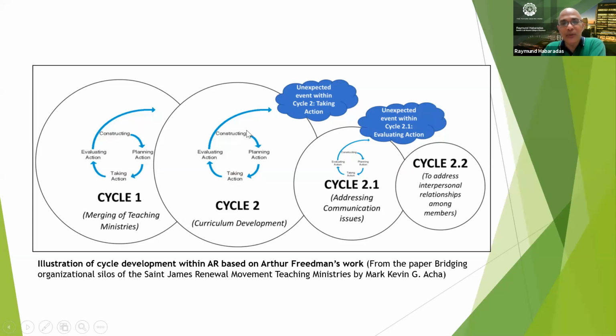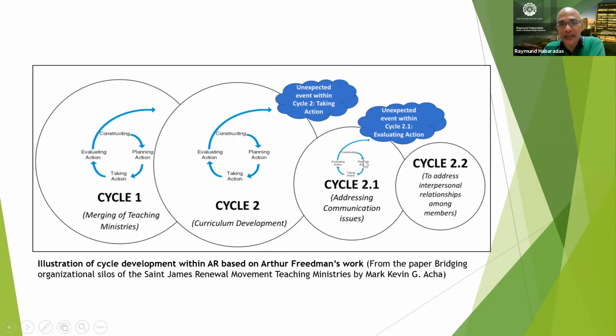So what happened here is that while trying to do cycle 2, and while he was taking action, something unexpected happened. There was some miscommunication among the older people and the younger people in their group. So before he can move along to evaluating action of the curriculum development, they had to address the communication issues taking place between the older people and the younger people in the organization. So this became a cycle within a cycle. Addressing communication issues. The curriculum development issue is still there, but they could not move forward with the curriculum development because the people are not cooperating with each other. They needed to address the communication issue first.